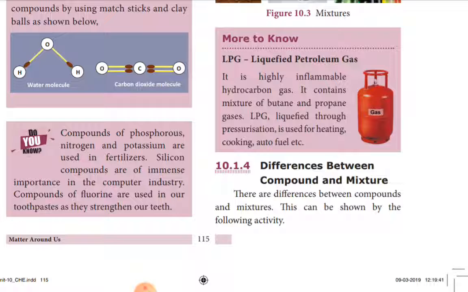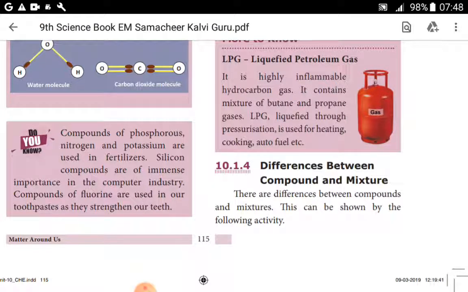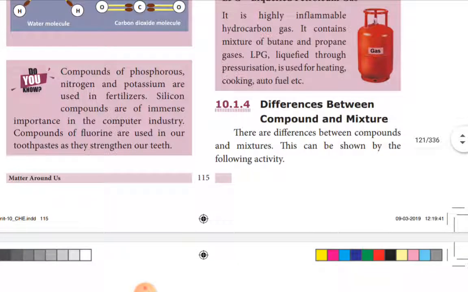CH4. So the carbon is at the middle and 4 hydrogens occupy all the 4 sides. Using the matchstick, you can prepare the structure model of the methane. Also hydrogen chloride, HCl, and sodium chloride, NaCl. So you can prepare the molecular structure using the matchstick.